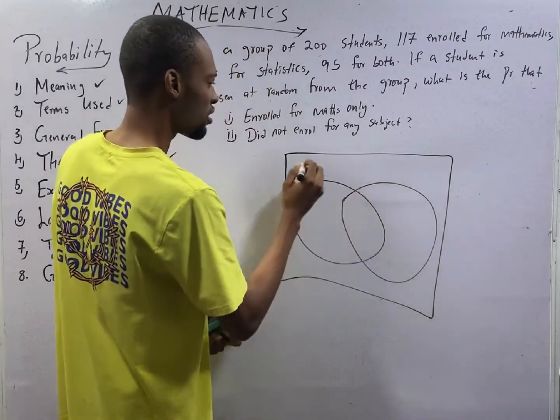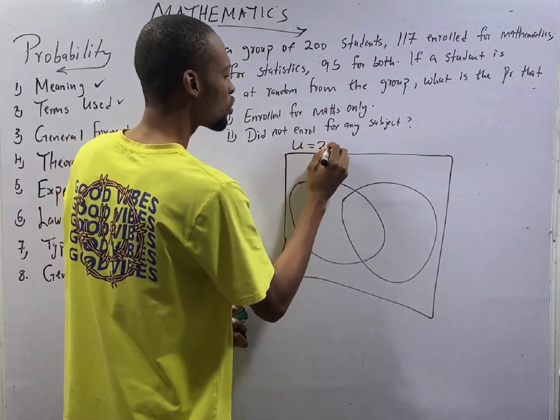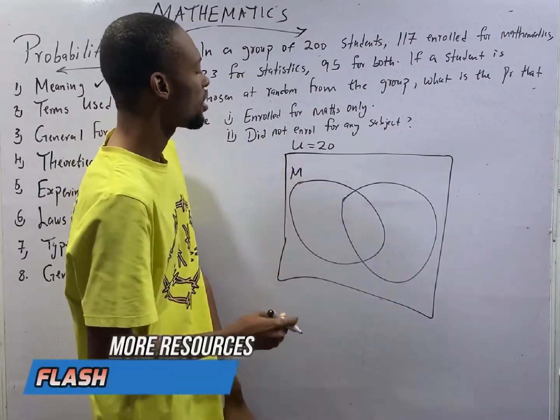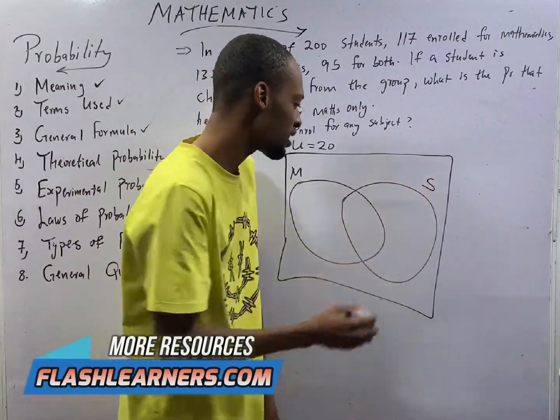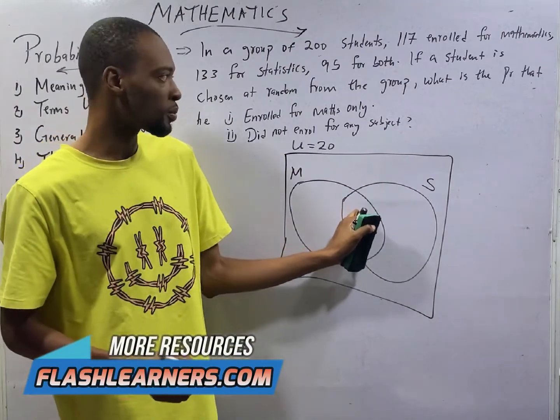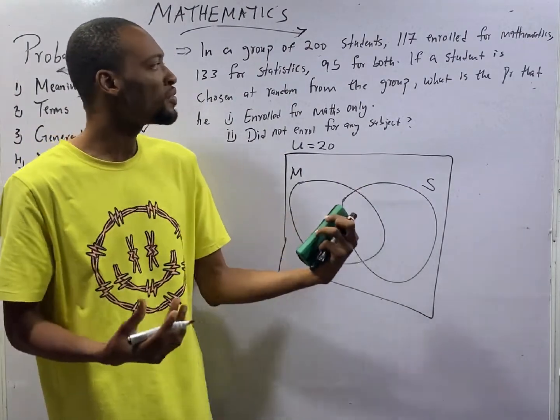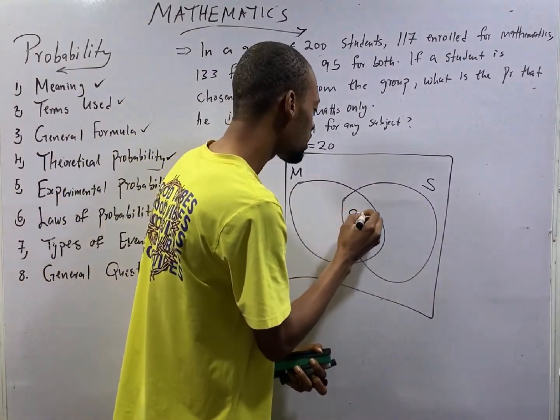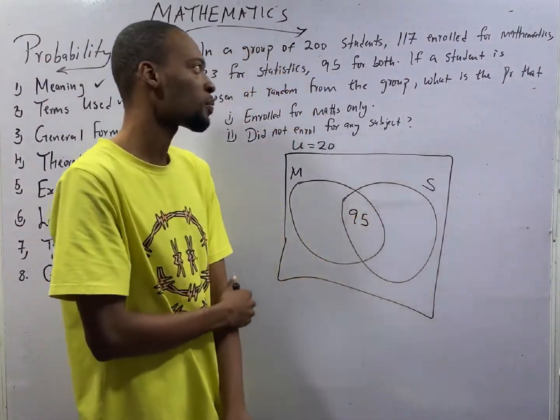Something like this. The universal set equals 200. Now let this place be for mathematics, let here be for statistics, and let here be for both. Out of the 200 students, 95 enrolled for both mathematics and statistics.